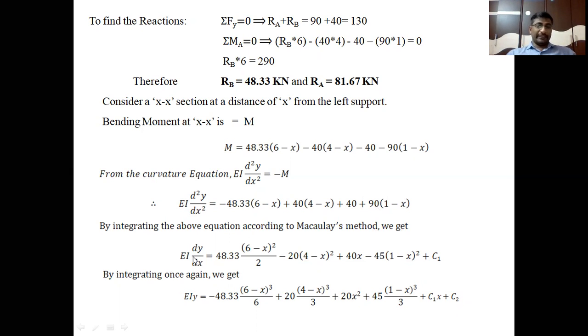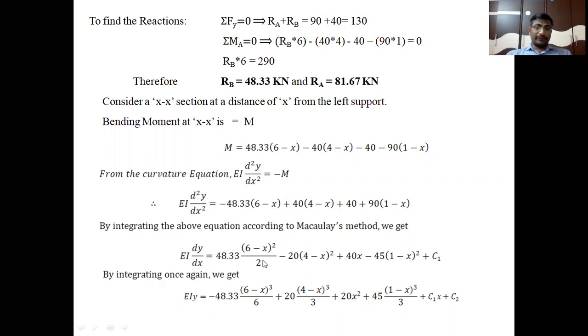Then integrate once again. If we integrate this equation once again, we will get the deflection equation. So the left hand side is EI y. EI is the constant and the integration of dy by dx is y.